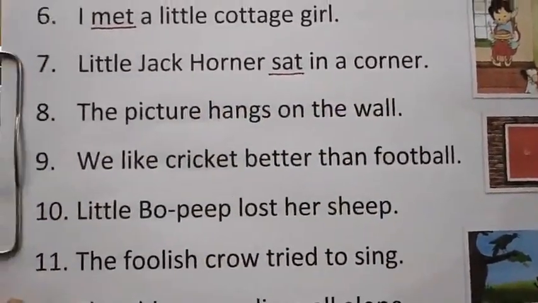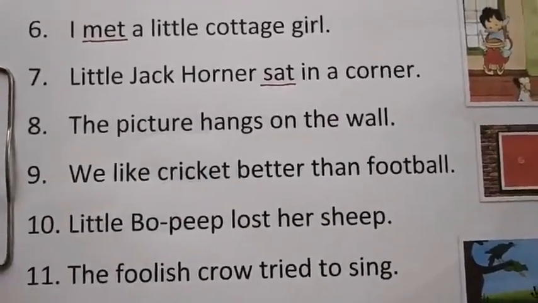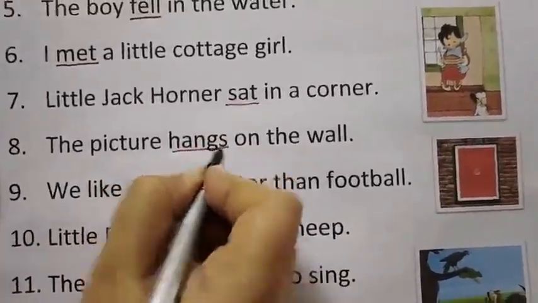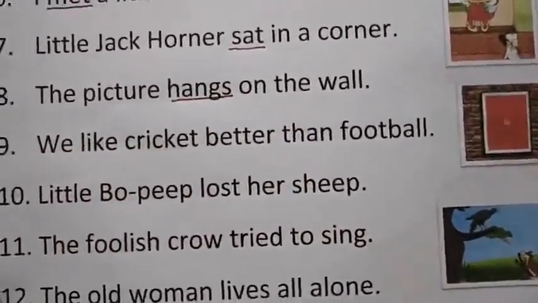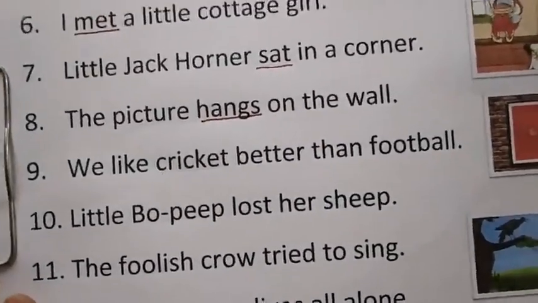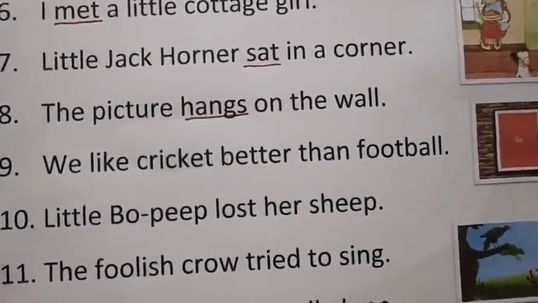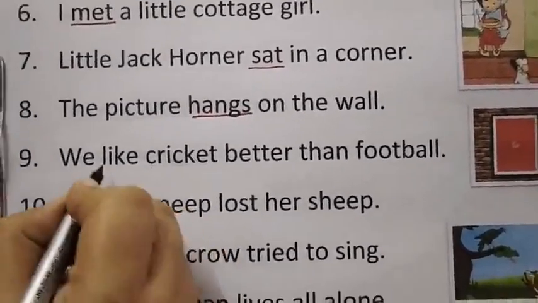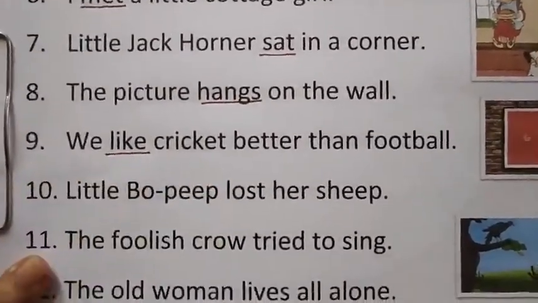The picture hangs on the wall. What is the verb here? Hangs. Very good. We like cricket better than football. What is the verb here? What is the action we are performing? We are liking some cricket. So here we have to underline like.